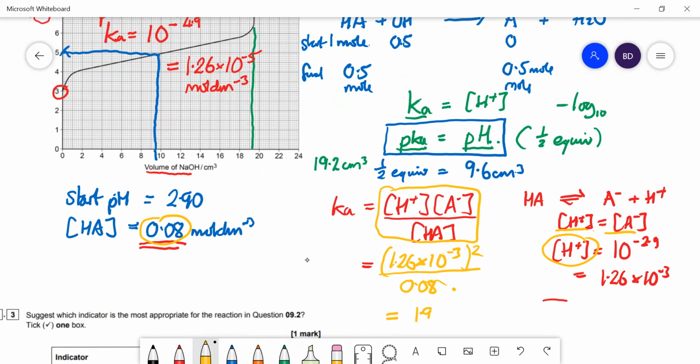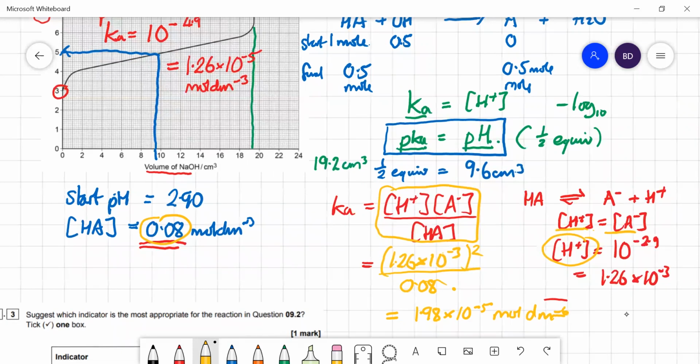Okay, now it's not exactly the same as that one there because I haven't read the values very accurately off the graph, but if you did work it out that way, so it's just mole per dm cubed, you would get all the marks. If you look in the mark scheme, it says so. But what they really want you to do is use the half equivalence method there. That's why they give you the graph.